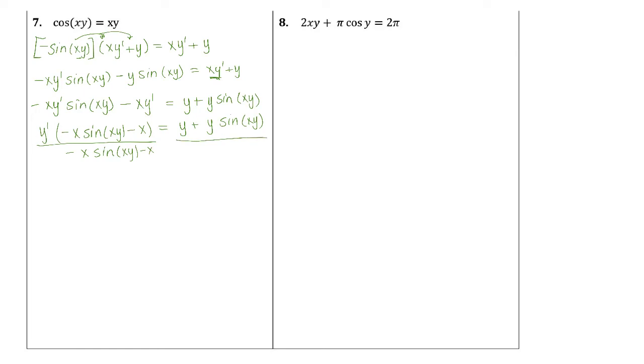And some people might want to try to factor and do some stuff. I would not do anything with this. Just leave it like it is, because again, we will be substituting in values.